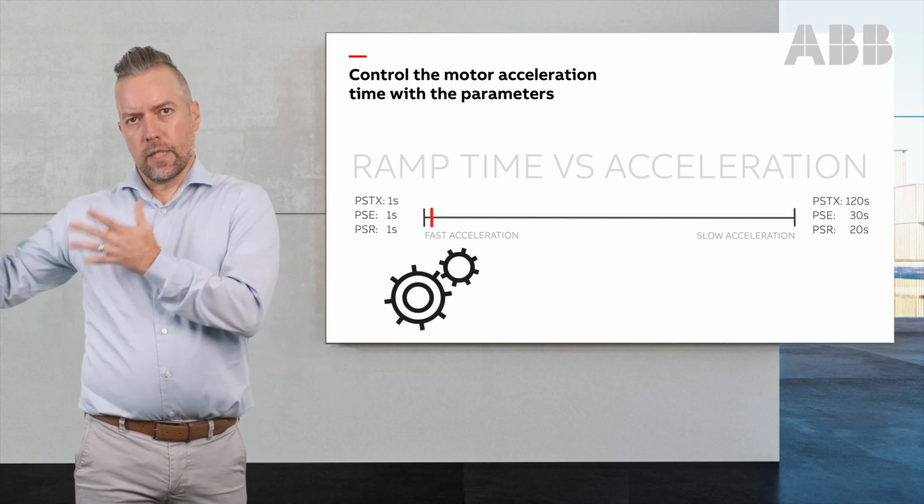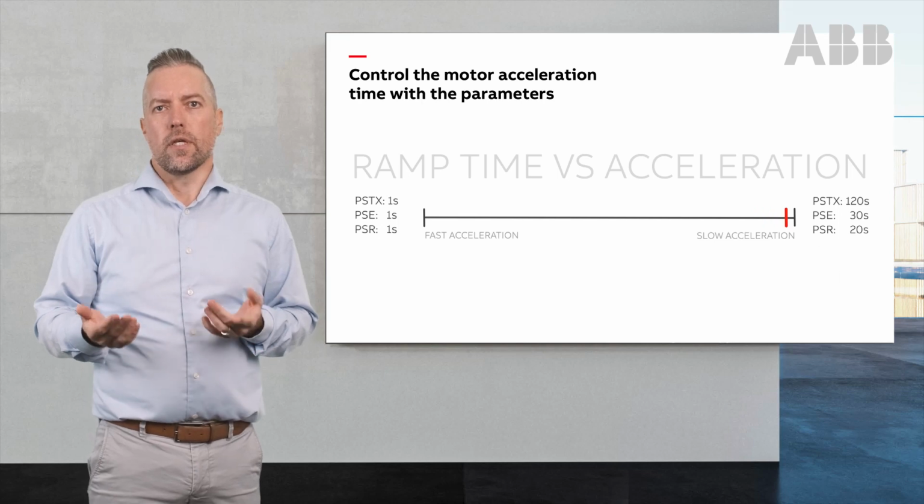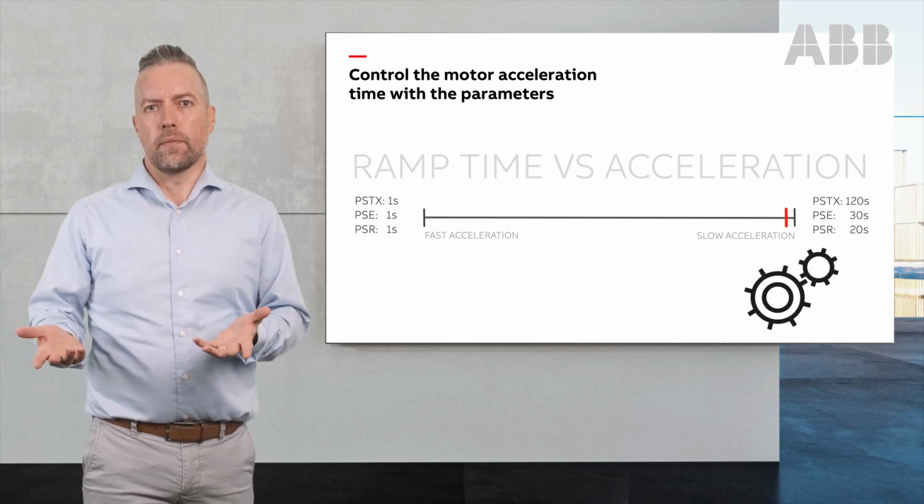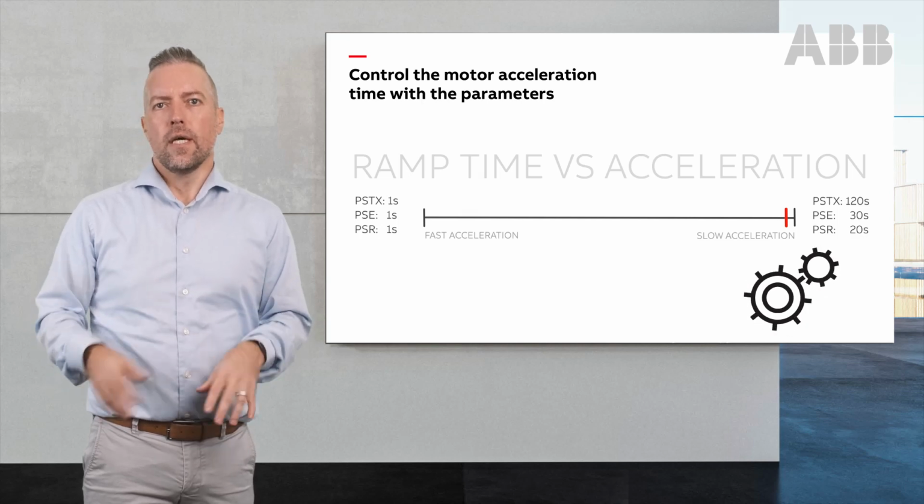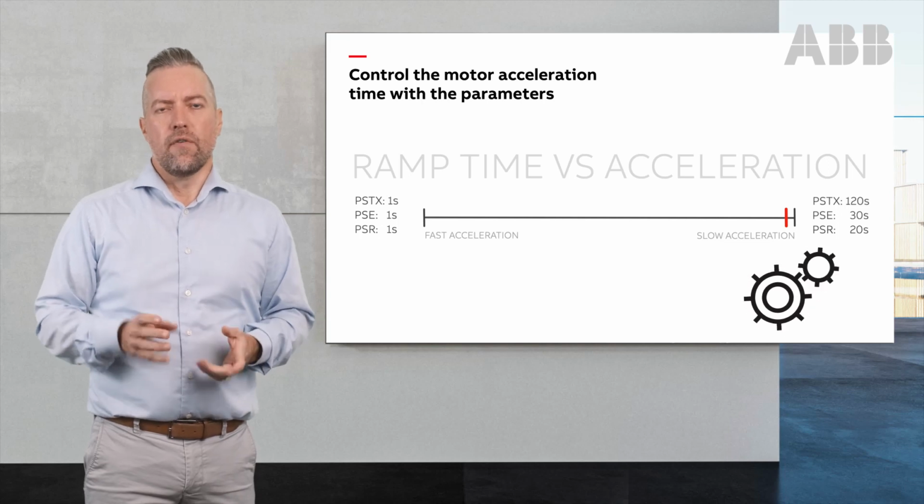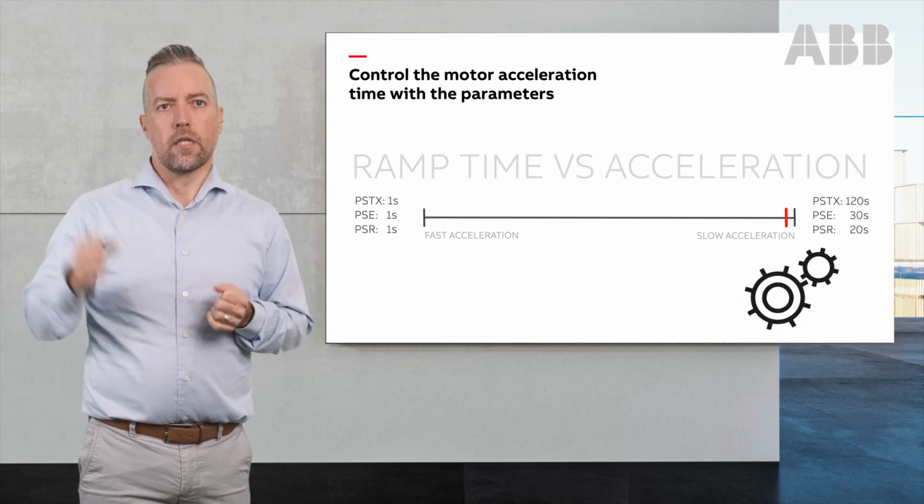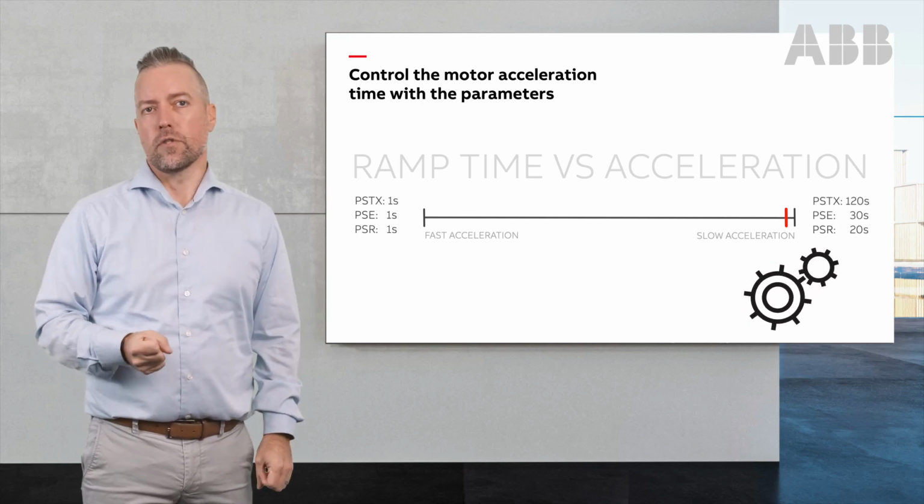On the other side, we want a slower acceleration. You can set it to a longer ramp-up time. So for the PSTX, you have 120 seconds, PSE 30, and PSR 20 seconds. And that will make your acceleration slower and a longer time to start the motor.